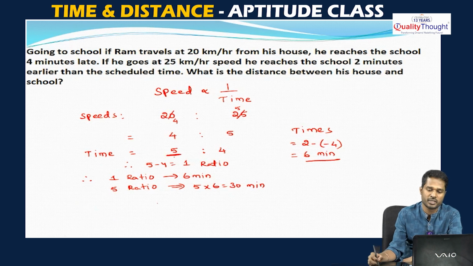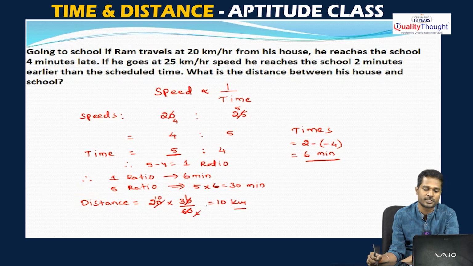So now what is the question he asked? What is the distance between his house and school? So the distance we will find by multiplying speed and time. The speed we have is 20 kilometers per hour. I am taking the first speed, so 20, and the time is 30 minutes. I will convert 30 minutes into hours, 30 by 60 hours, that means half an hour. So 30 ones, 30 twos, 2 ones, 2 tens. So the distance is 10 kilometers.